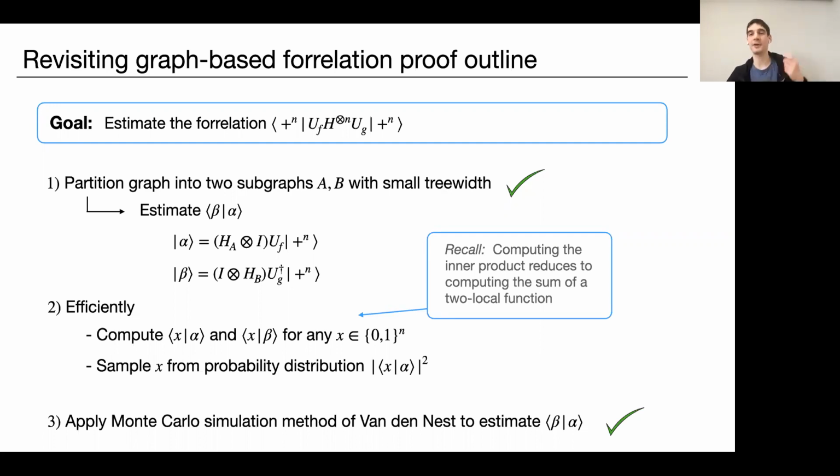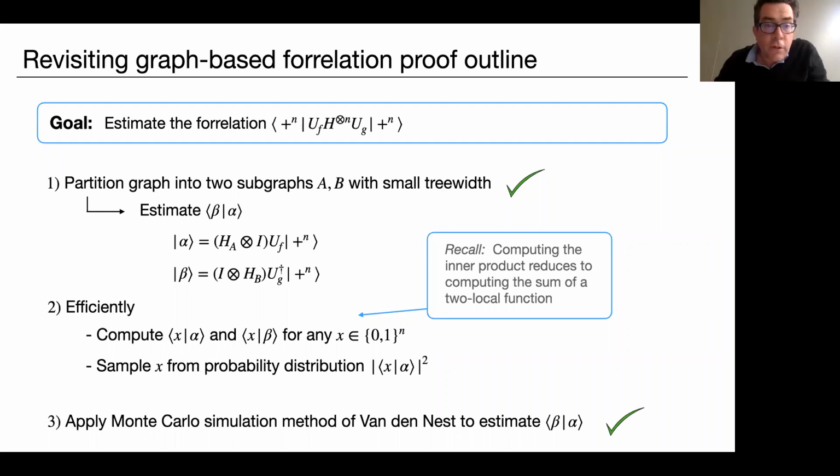And recall that we've already shown a few slides ago that computing these inner products reduces to computing the sum of a two-local function. So for the rest of the talk, I'm just going to talk about taking the sum of two-local functions over small treewidth graphs.